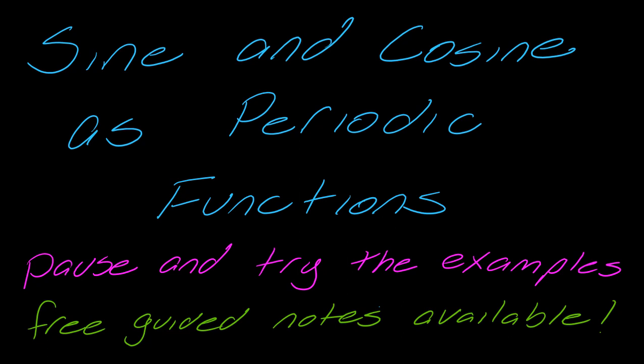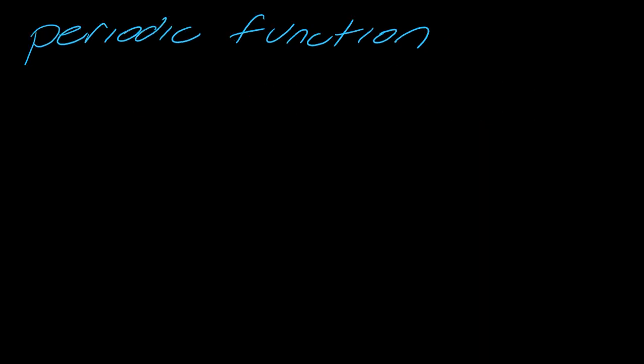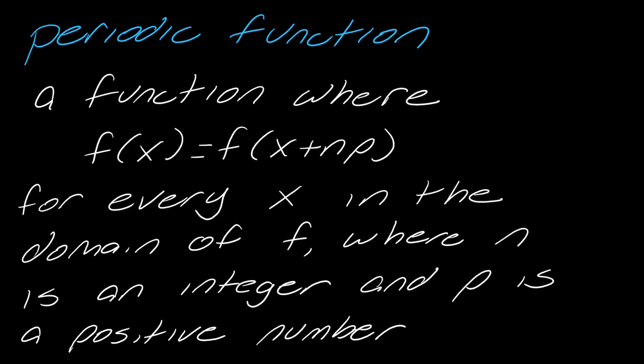So we're going to talk about sine and cosine as periodic functions. I'm going to explain really everything about these two functions. First, what is a periodic function? I'll tell you the formal math definition first. It's a function where f of x equals f of x plus np for every x in the domain of f, where n is an integer and p is a positive number.